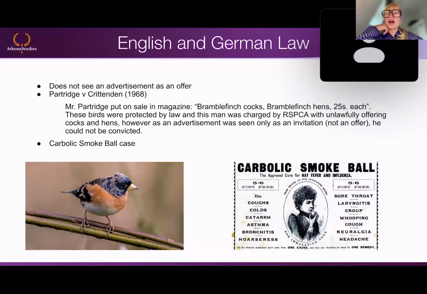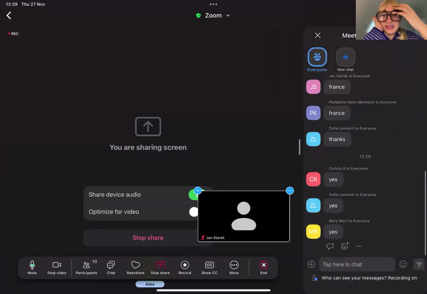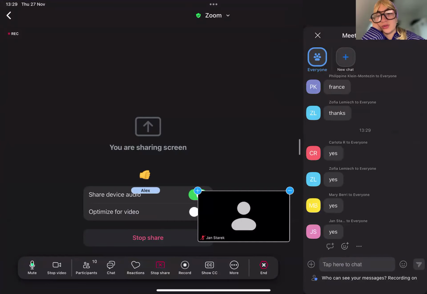So this is about the offers to the public. Do you have any questions for me? If you do not have any questions and if everything is clear, please write yes in the chat, or plus or anything, if everything is clear that I've explained so far. And I'm gonna keep an eye on the chat. Yes, yes, yes, yes. Okay, that's great. Thank you, guys.